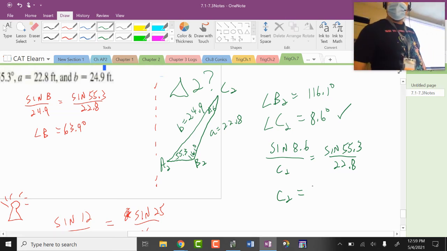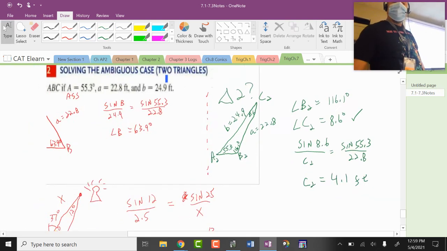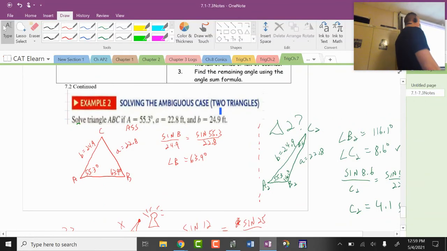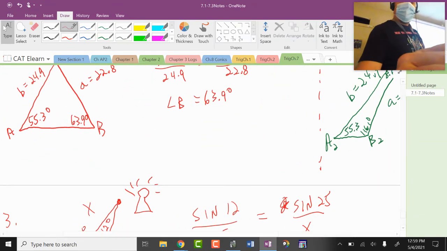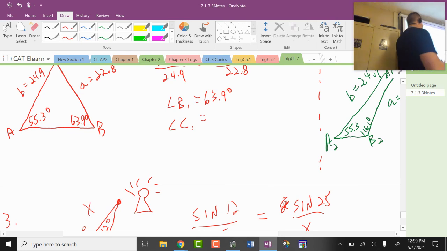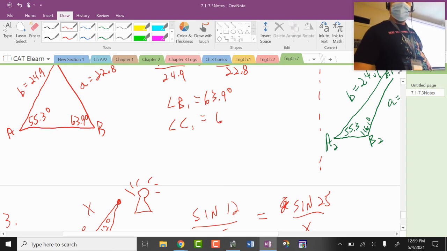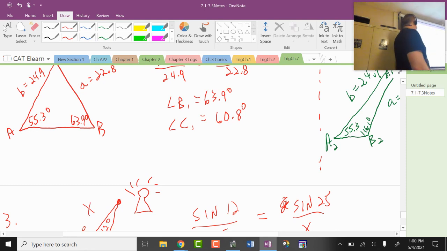4.1. Now, what do you think C1 is going to be, bigger or smaller? Bigger. Look at it. It's longer, right? It's opposite a bigger angle measure. So now I'm going to go back to here and find angle C. I guess we have to call these ones now because this is from the first triangle. So angle B1 and C1. Angle C1 is just 180 minus... I think I remember it being 70 something. What's 180 minus these two? Oh, 60.8. My bad, I was thinking of something else. You're right. They're all right around 60 degrees.